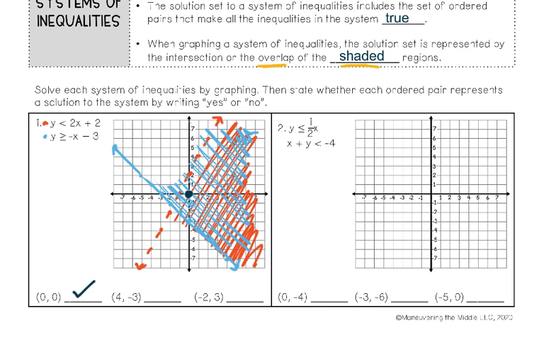Is 4, -3? Yeah, 4, -3 is in the overlapping shaded region. But when you look at the point -2, 3, you can see that point is only going to be covered by the blue.